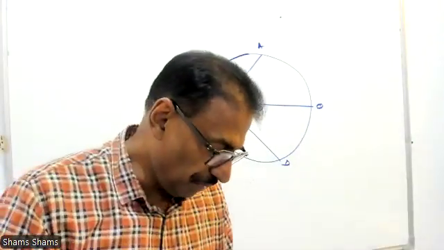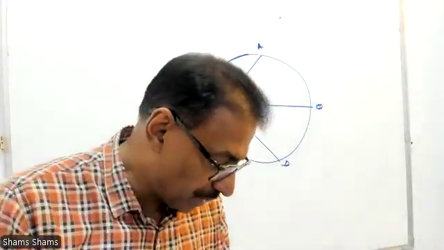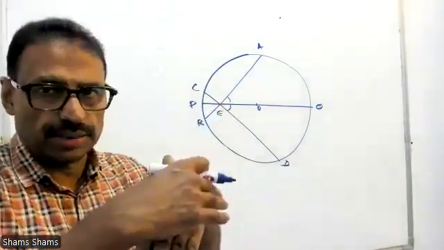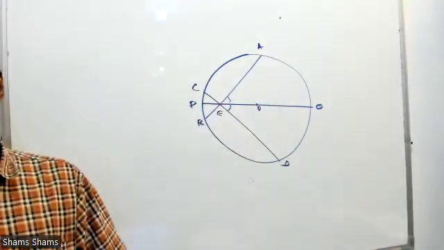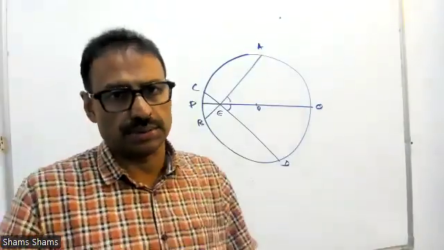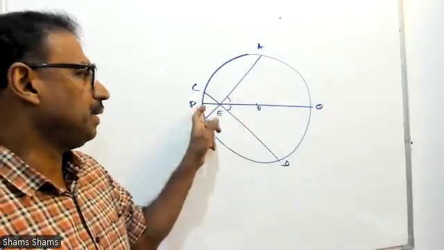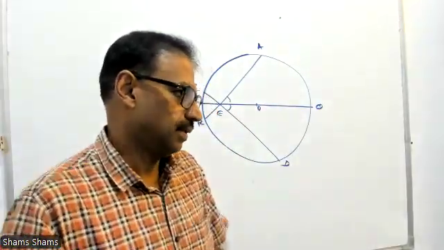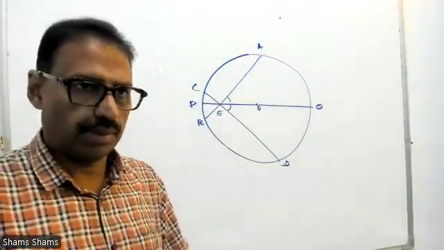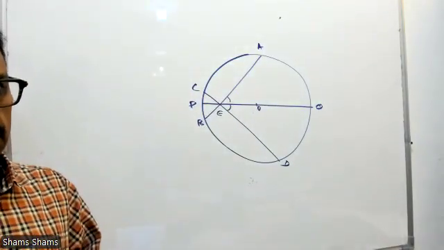Listen. The question: if two intersecting chords of a circle make equal angle with the diameter passing through the point of intersection, that means one diameter passing through this E that makes equal angles, then the chords are equal. Question is AB and CD are two chords intersecting at E. P, E, O, Q is the diameter such that angle AEQ and DEQ are equal. To prove that AB equal to CD. Question clear or not?